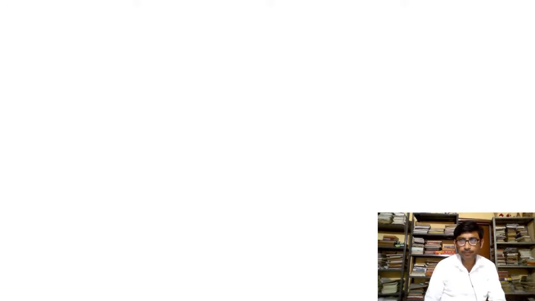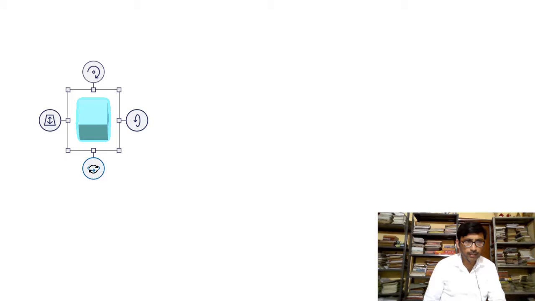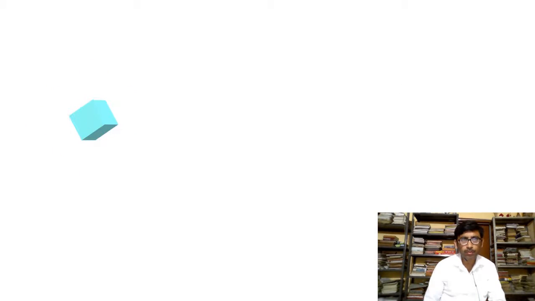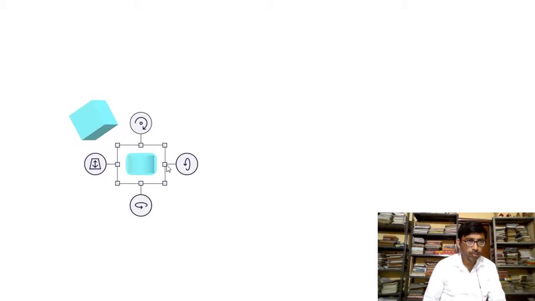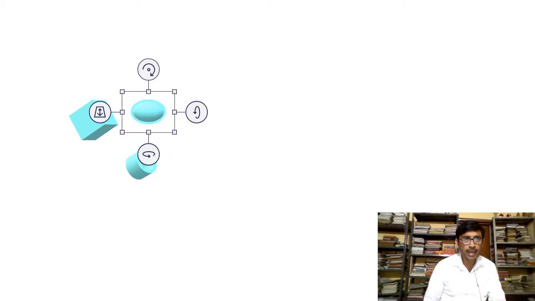Suppose we have on the left hand side any two or more than two substances. There can be more than two substances, but at least there should be two substances, and they are combining together to form a single substance, right?